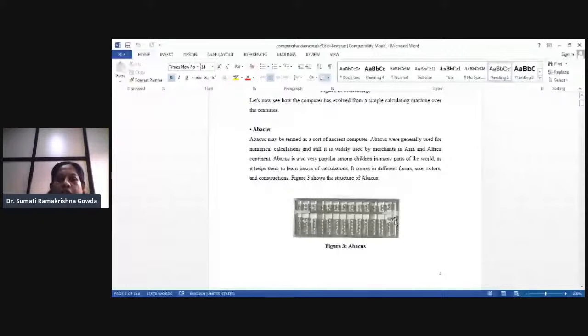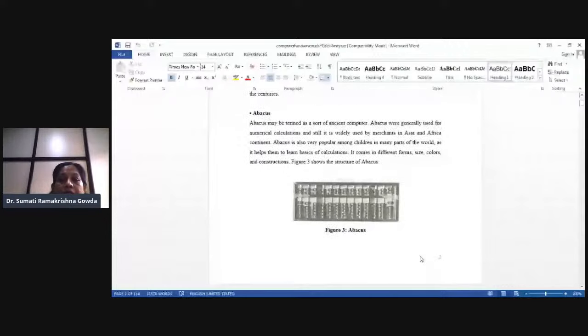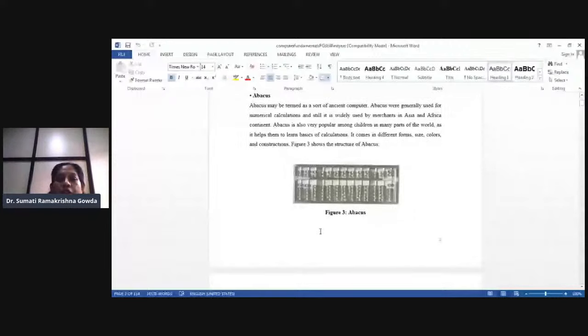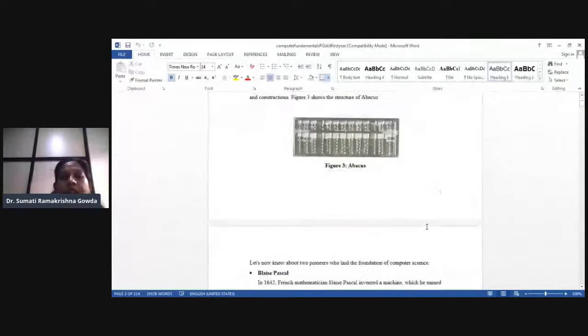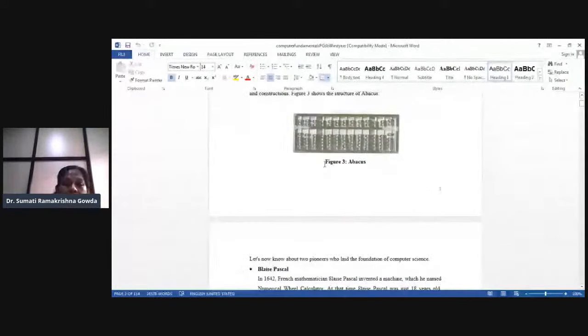You can see small beads. You might have seen a children's slate, which consists of green, yellow, blue small beads. Actually, that is the abacus. Here they used to do calculations using these beads. So you have already seen the slate with the beads and all. So this is the oldest computer, the abacus.